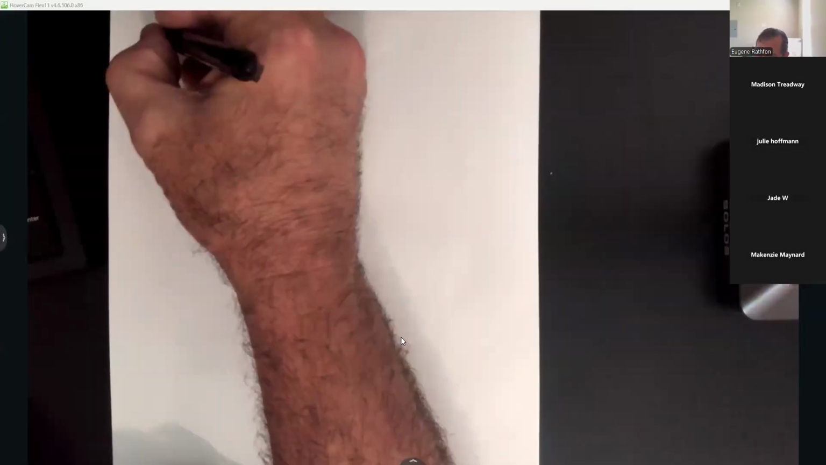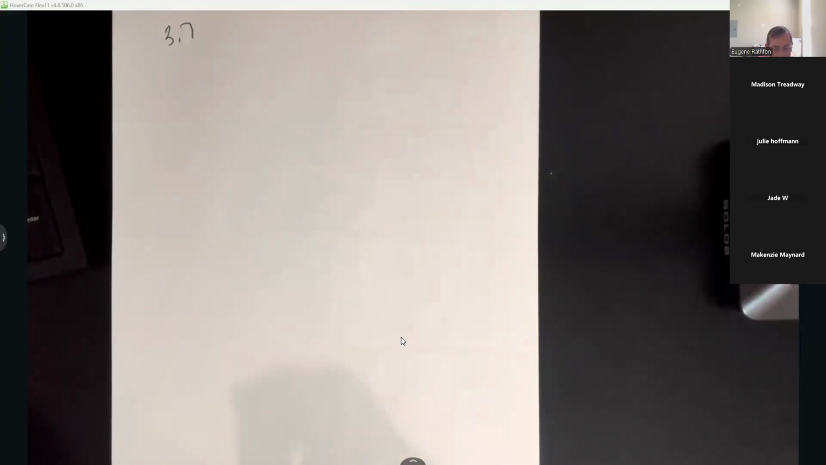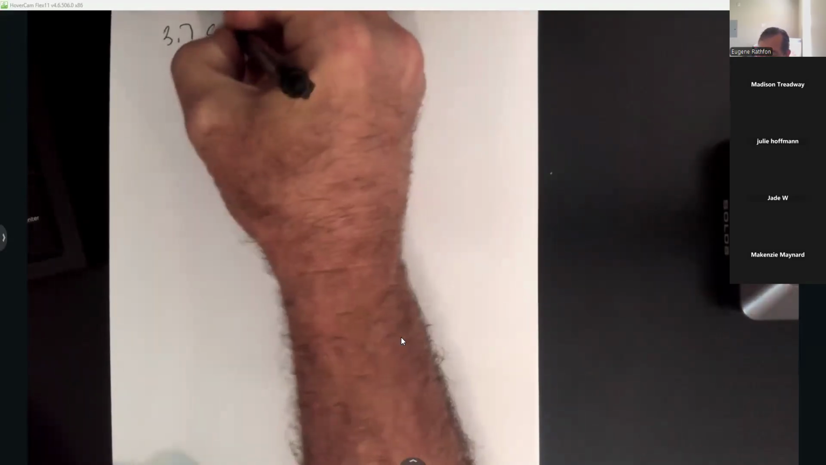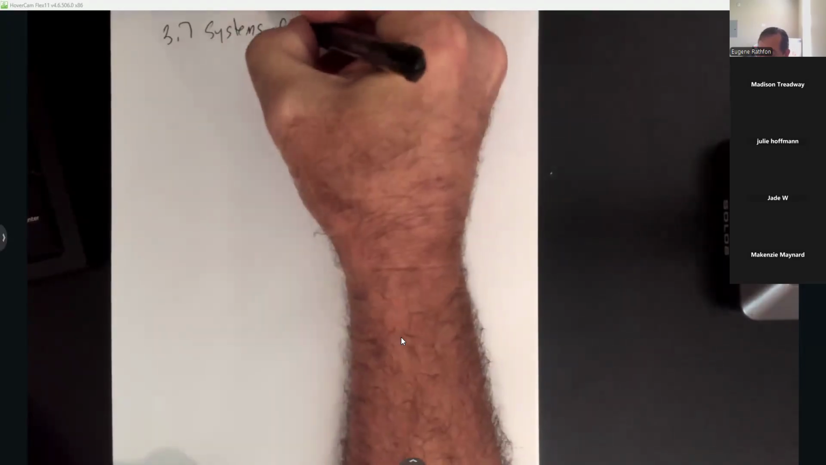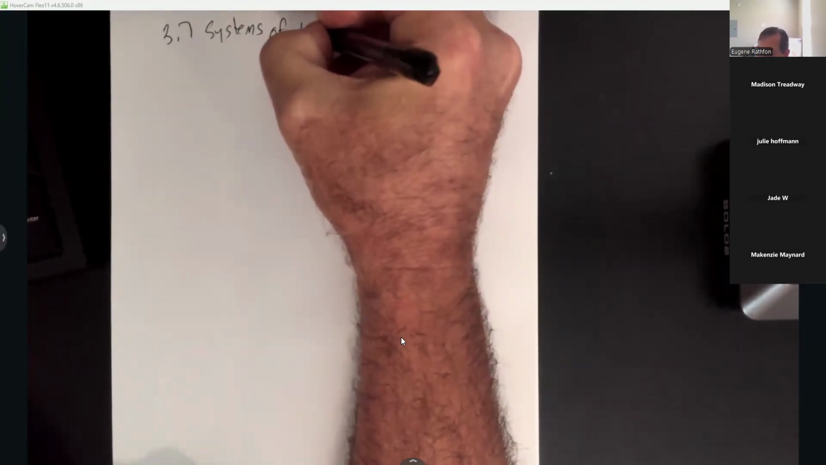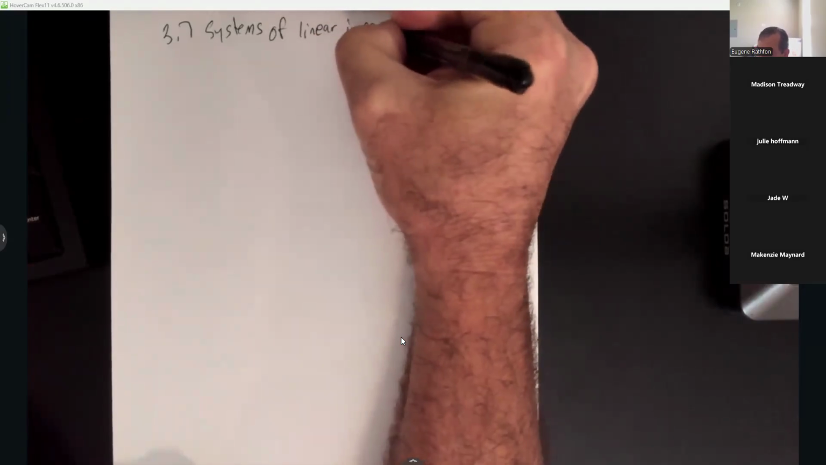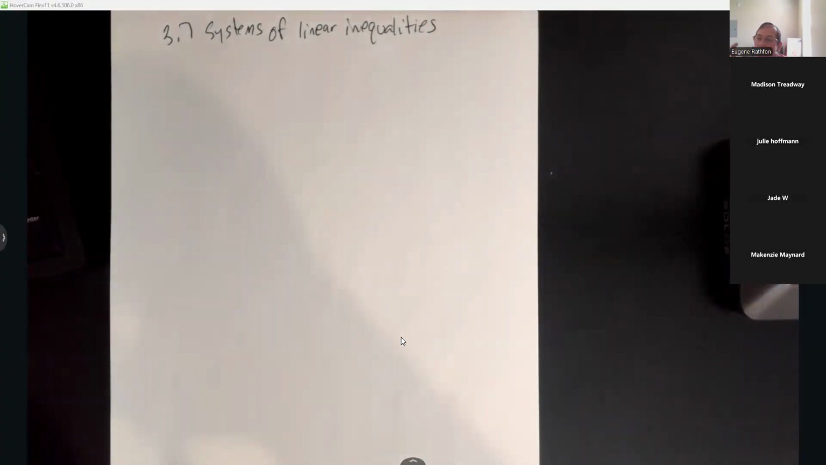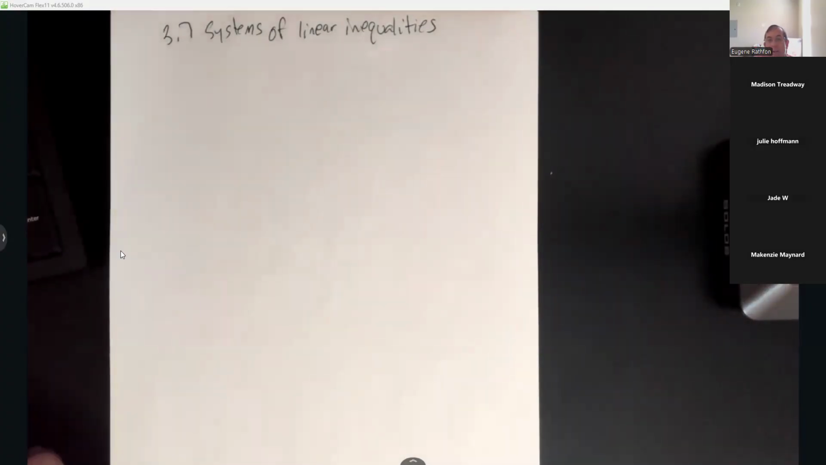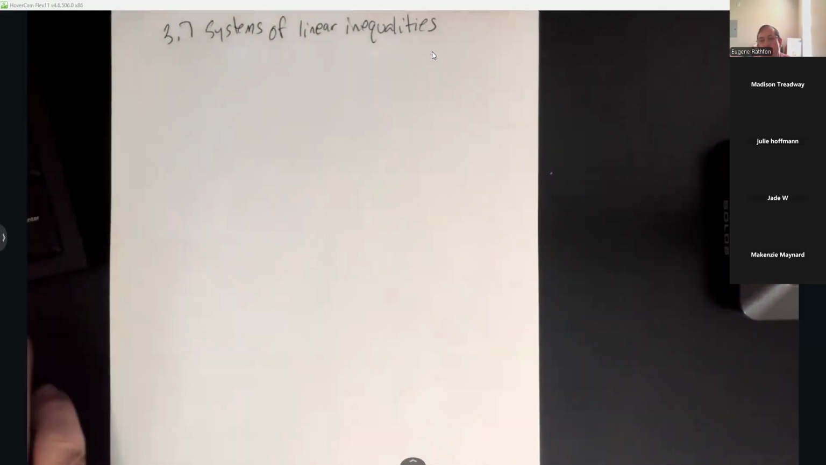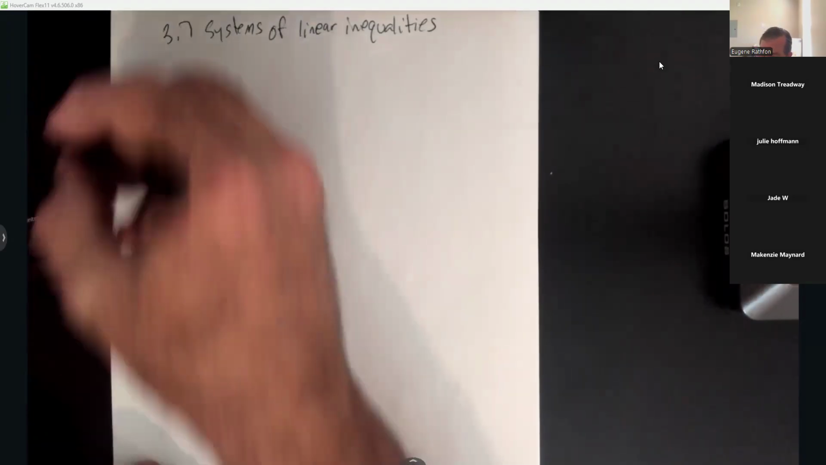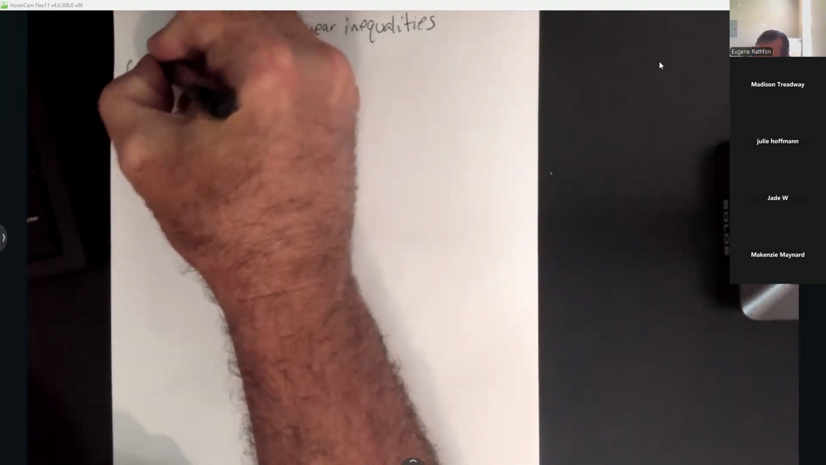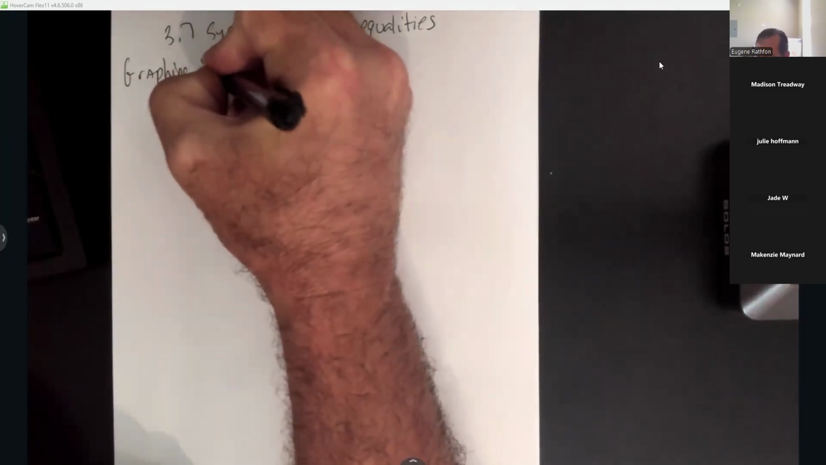All right, y'all. So like I said, we're going to knock out 3.7, and this is systems of linear inequalities. So remember, inequalities are your less than, greater than, and all that fun stuff. So the first thing we got to know is how to graph these type of equations, okay? So we're going to be graphing inequalities.